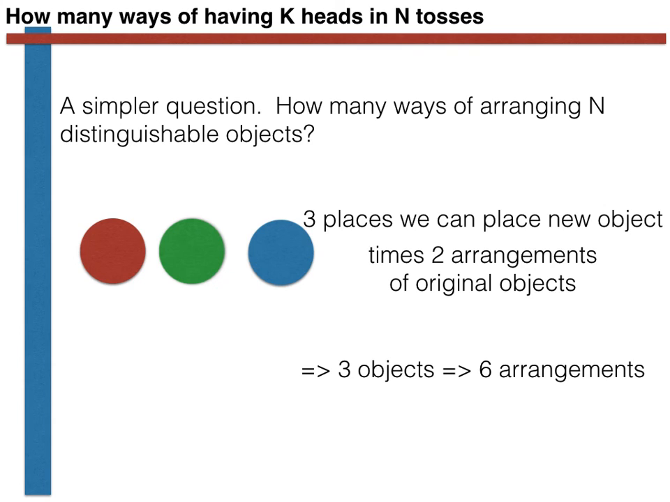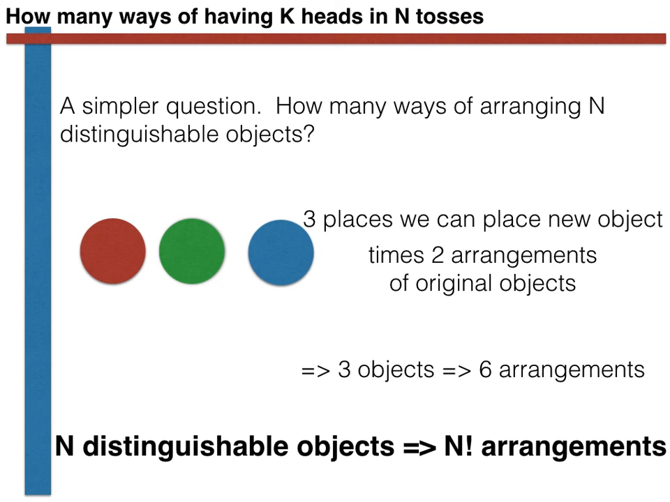There is a simple pattern to observe here. In general, if we have n distinguishable objects, there are n factorial ways of arranging them. To convince yourself of this, pause the video and enumerate all the ways of arranging 4 distinguishable objects.